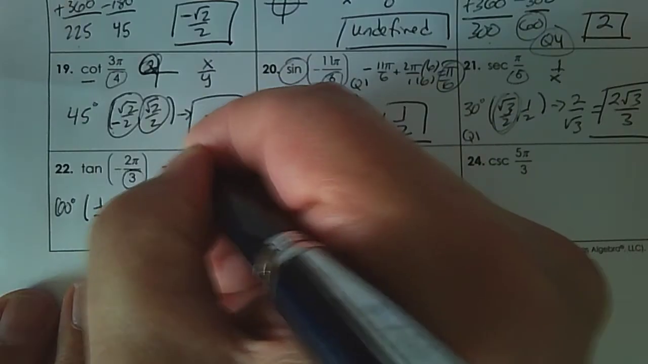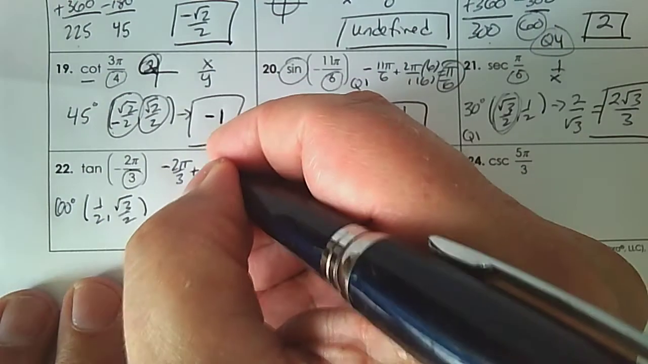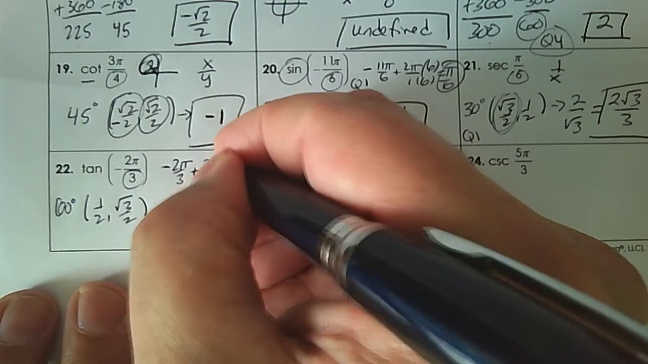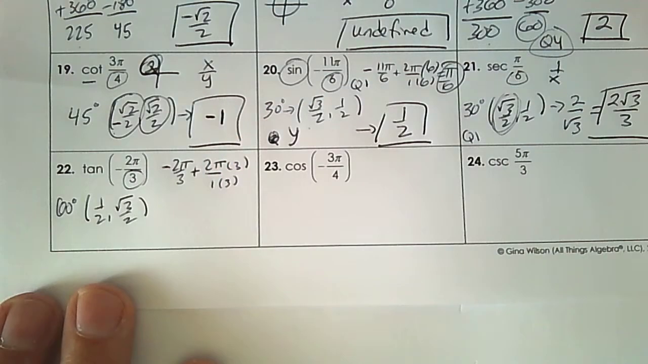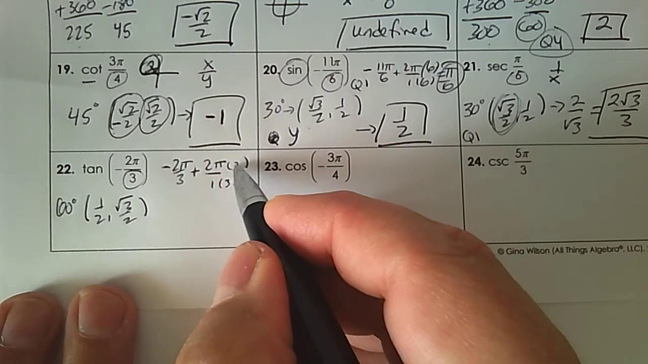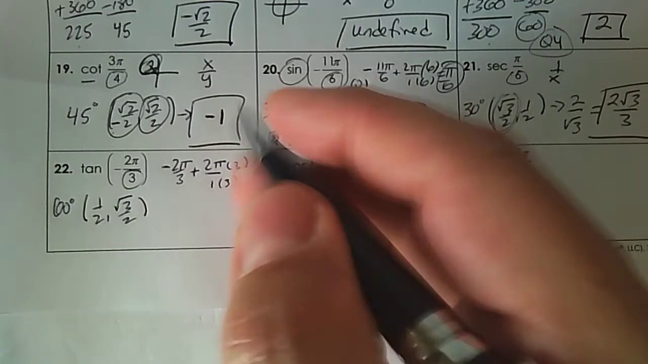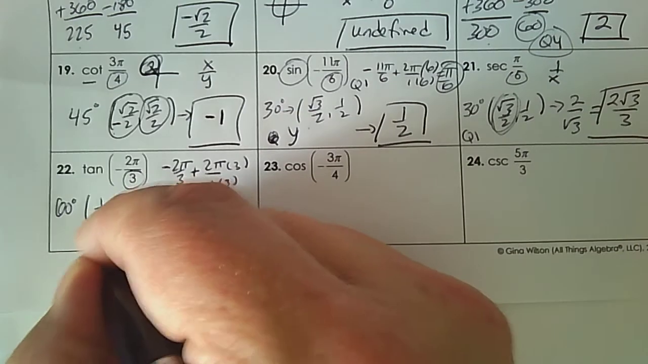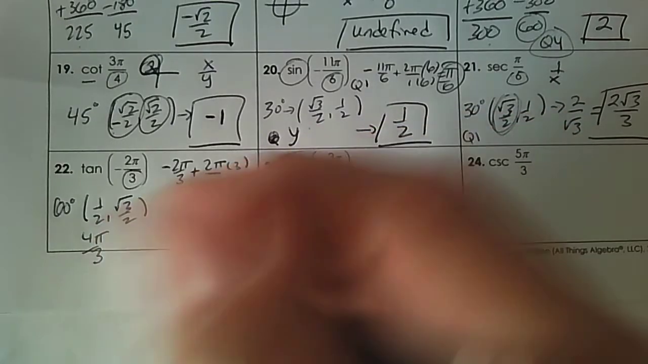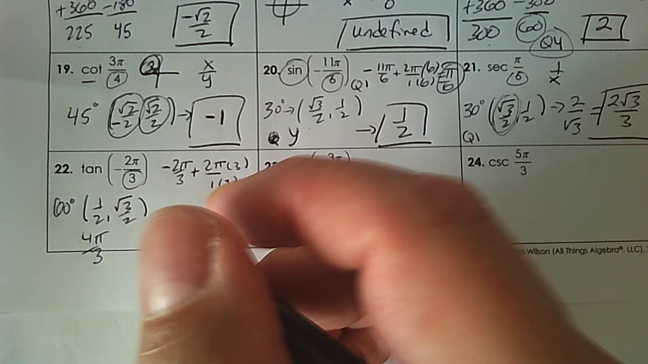So if I take negative 2 pi over 3 and I add 2 pi to it to change it to a positive number, I need common denominators, so I'm going to multiply by 3. I end up with 6 take away 2, and 6 take away 2 gives me 4 pi over 3. Those are coterminal. Then I need to know what quadrant 4 pi over 3 is in.